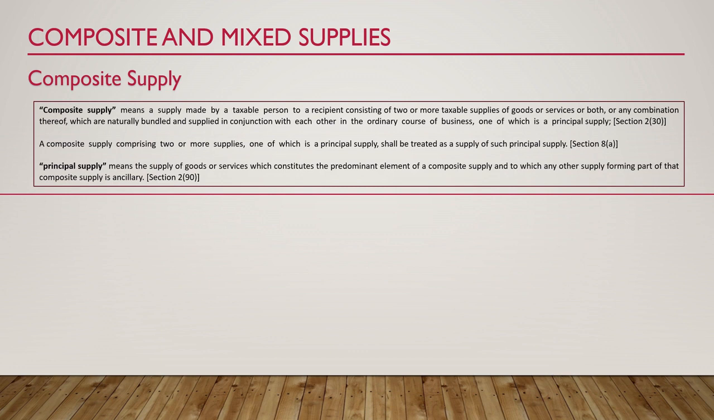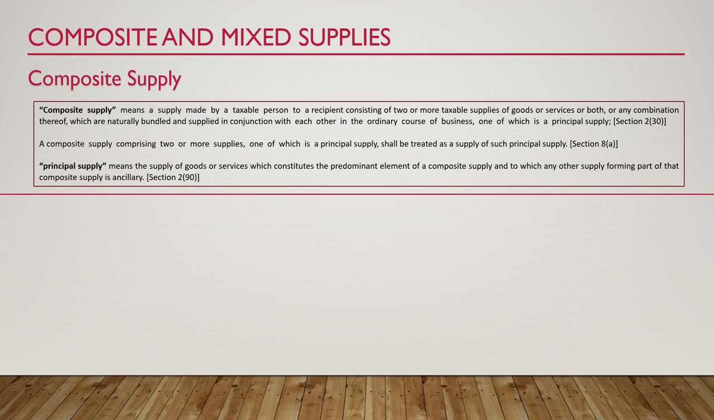So, when it is naturally bundled and supplied in the ordinary course, such that one of these multiple supplies is a principal supply, that is the supply which gives the essential character to that transaction. So, what is principal supply? Again, principal supply is defined under Section 2, subsection 90. It says that principal supply means the supply of goods or services which constitutes the predominant element. Likewise, what had earlier been the essential character in service tax is worded here in GST as the predominant element of that composite supply, and to which any other supply forming part of the composite supply is ancillary.